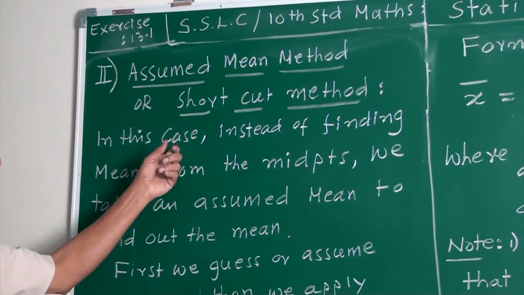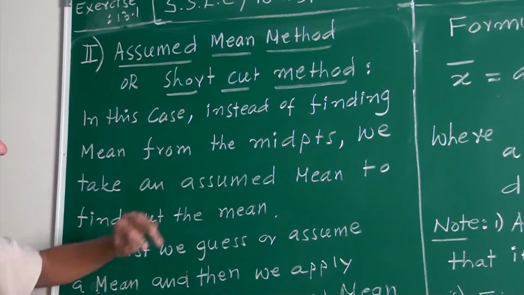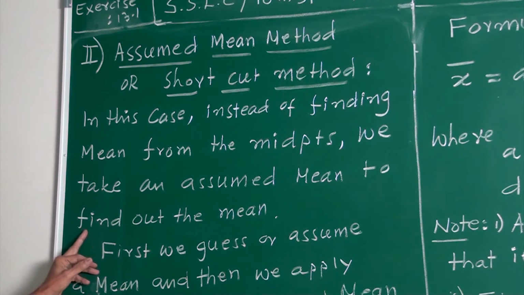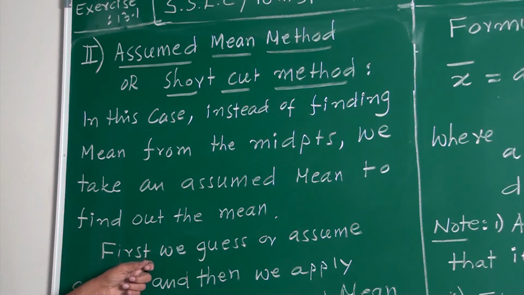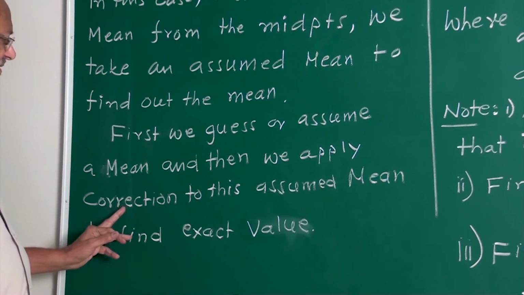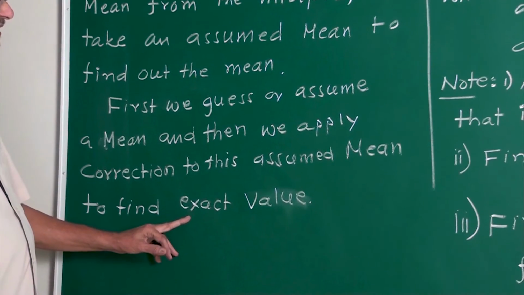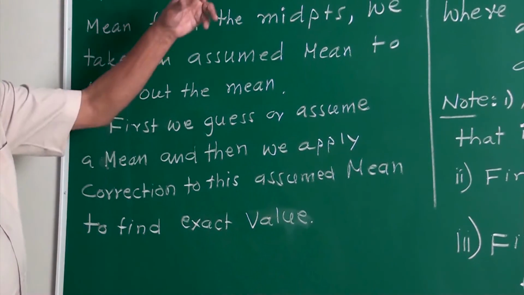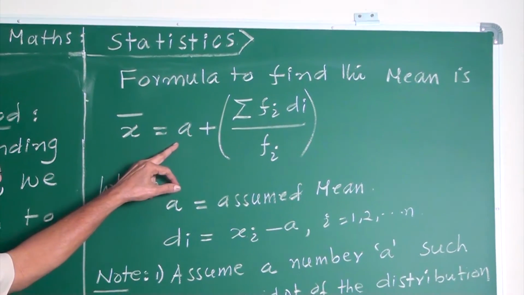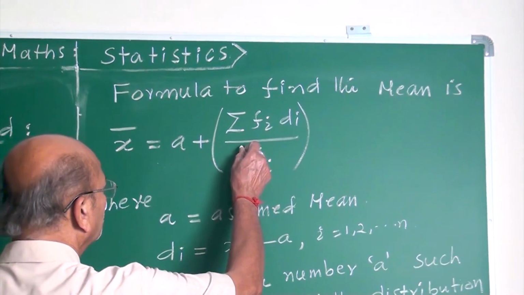Instead of finding the mean directly from the midpoints, here we take an assumed mean to find out the mean. First we guess or assume a mean, and then we apply some corrections to this assumed mean to find the exact mean, by using the formula x bar equal to a plus sigma fi di upon sigma fi.